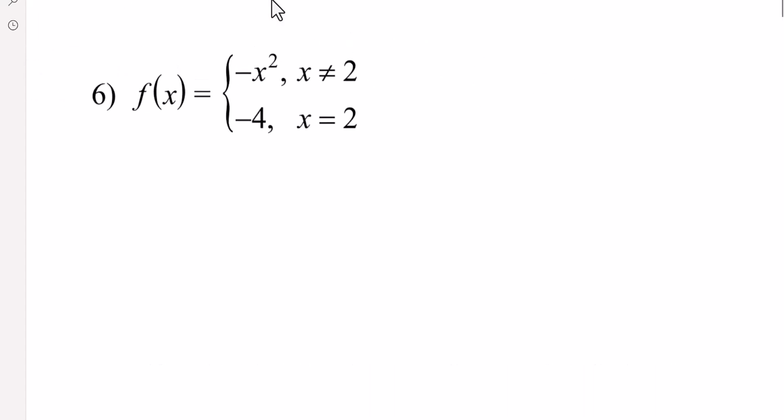Okay, let's look at piecewise right here. Again, I would graph both of those in Desmos, but since I didn't, let's do this. So this graph right here, -x squared, that graph looks like this.